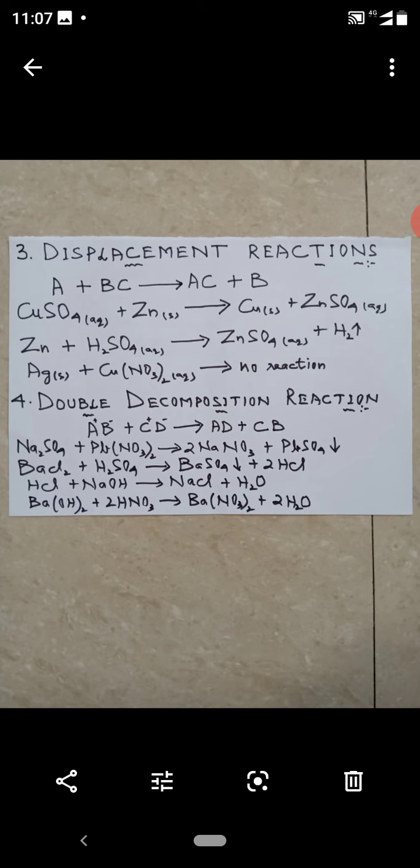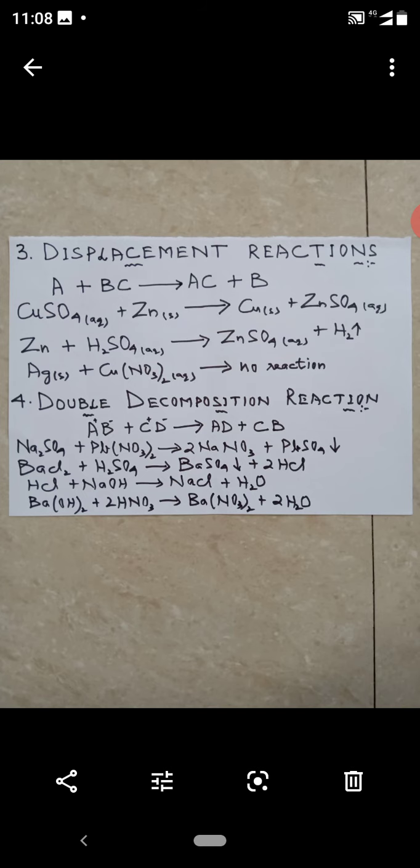I have given a general reaction: A plus BC gives AC plus B. So when an element A takes the place of C, that is, it replaces B. An example is CuSO4 plus Zn. Zn is replacing copper, and it forms zinc sulfate and copper. Another reaction I have given you is when zinc reacts with sulfuric acid, it gives ZnSO4 and H2.